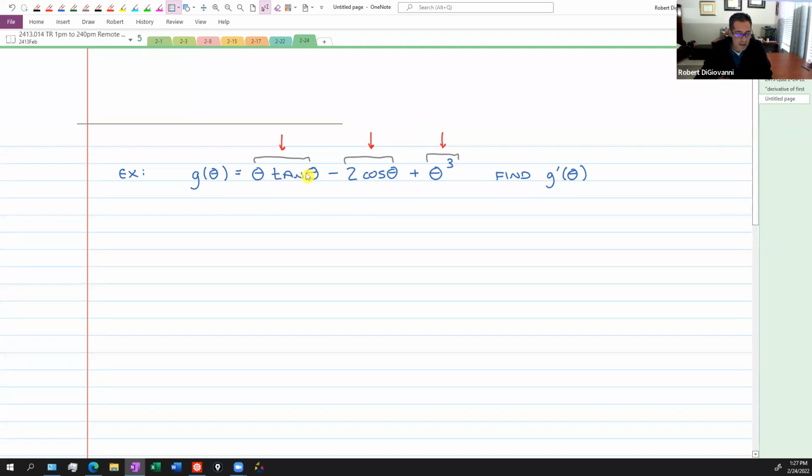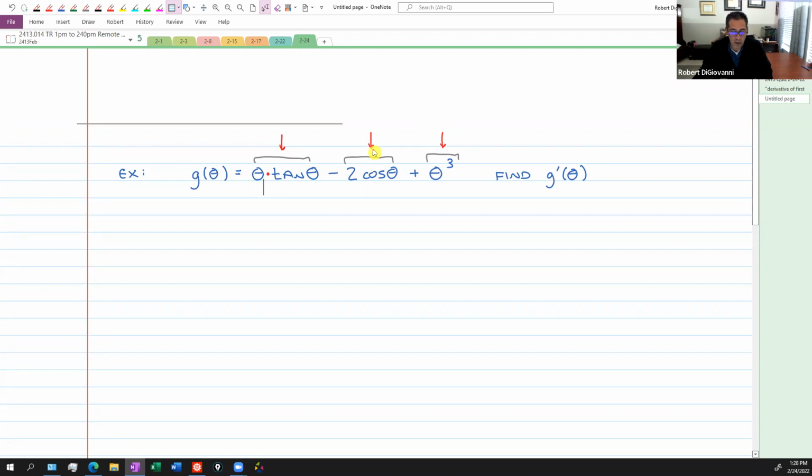When I look at theta tangent theta, if you were to read that, you would say theta times tangent theta, right? That's what's happening here. Theta times tangent theta. There is a multiplication here, which means when I take the derivative of this, I'm going to have to employ the product rule on that.